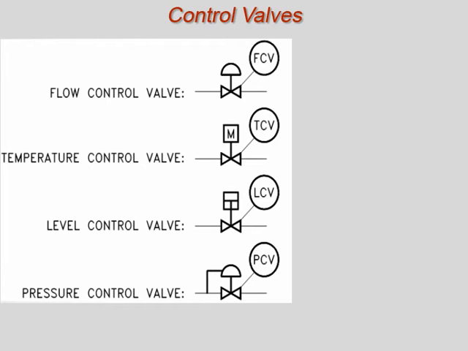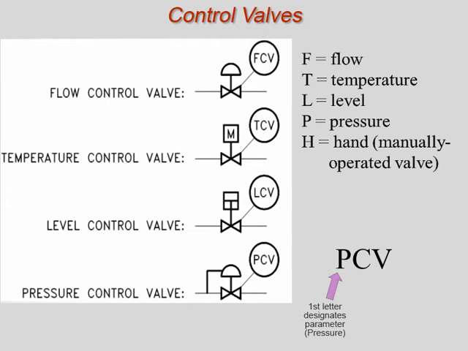Control valves can perform any number of functions in fluid systems. In order to identify the function of a control valve, a three-letter designator and balloon labeling system is used. The first letter in the valve designator indicates a parameter to be controlled by the valve. The second letter identifies the valve as a control device. The third letter identifies it as a valve.